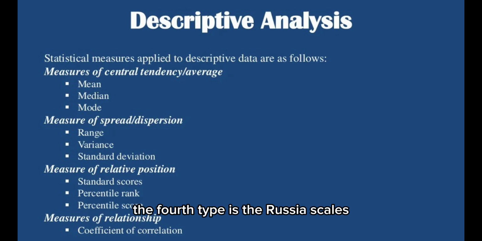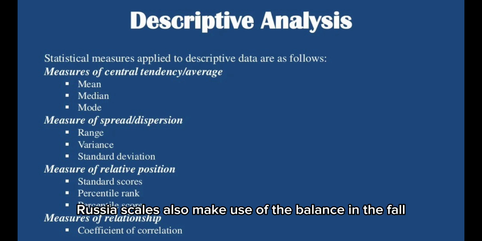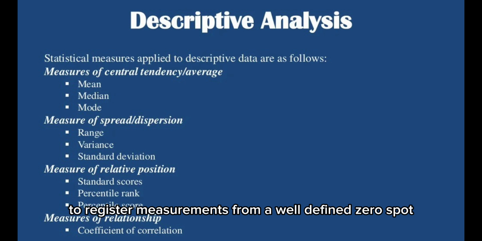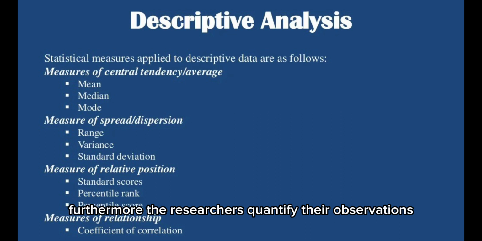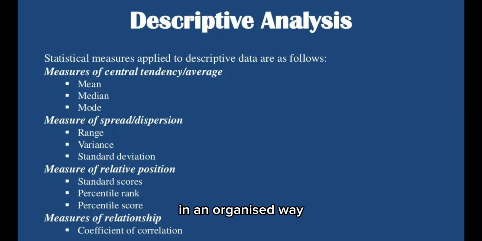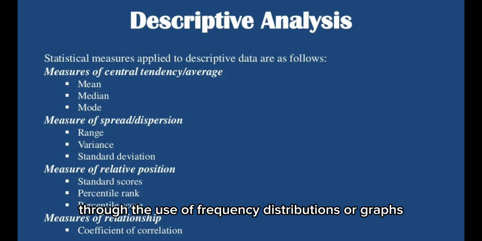The fourth type is the ratio scales. The ratio scales also make use of the balanced interval to register measurements from a well-defined zero spot. Furthermore, the researchers quantify their observations in an organized way through the use of frequency distributions or graphs.